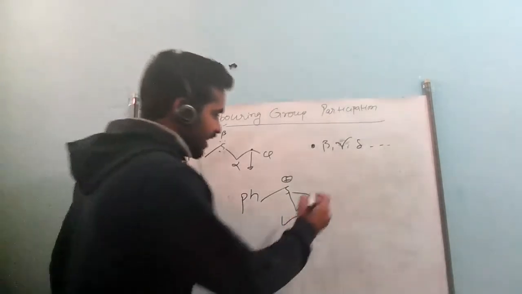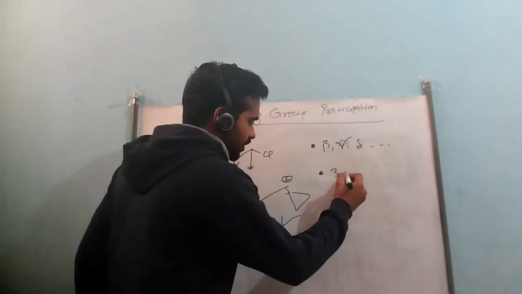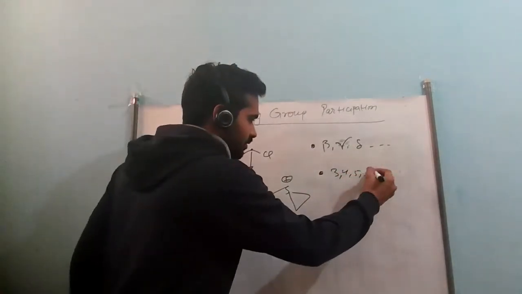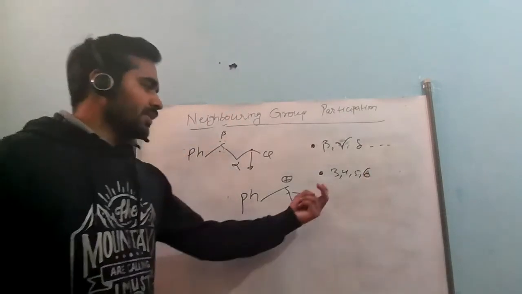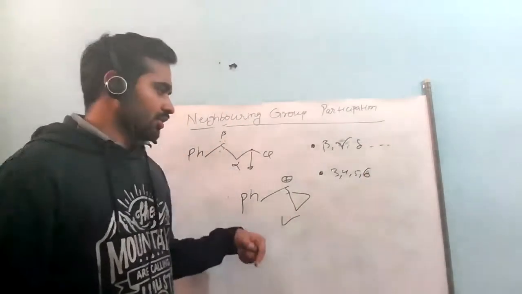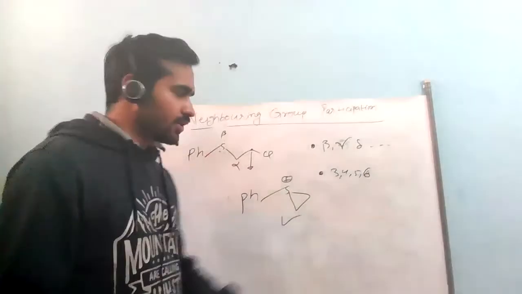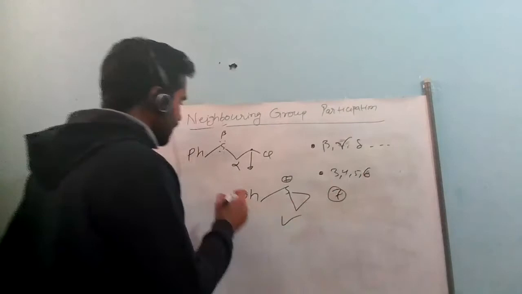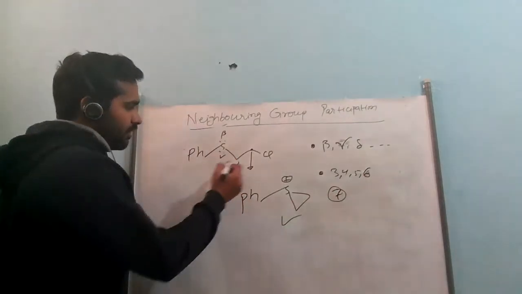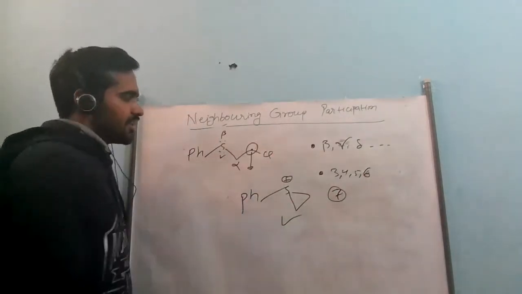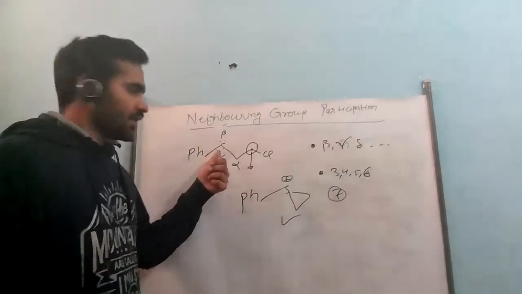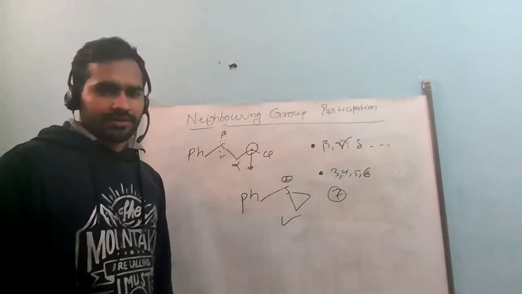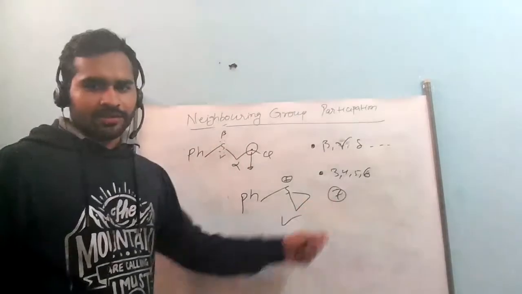So this cyclic transition state should be of 3, 4, 5, or 6 membered rings. It cannot be less than 3 membered rings, or more than 6 membered rings, because if it tries to make 7 membered rings, then this lone pair or pi bond containing group will be very far from this reaction center, and it is not easy for the lone pair or pi bond to attack at this reaction center. So it cannot form 7 membered rings, right?